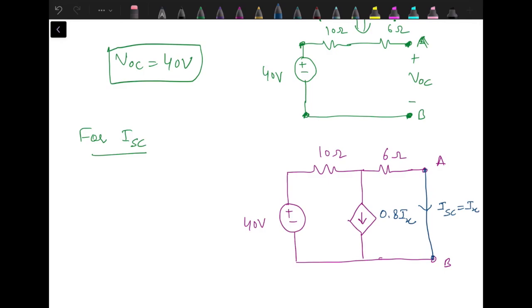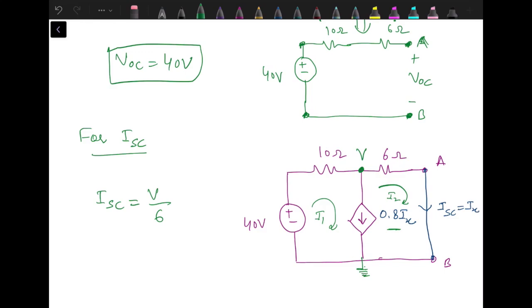If we try to find it out by mesh analysis, I1, I2, we have to assign two currents. I2 and ISC basically both are the same. So that will be a case of super mesh, since this 0.8 IX is a current source common between two meshes. So instead of going with that method, I would prefer to go with the nodal analysis, considering this one as reference and this one as a node at voltage V. Now if I have the value of V, then I can calculate the value of ISC as V upon 6.